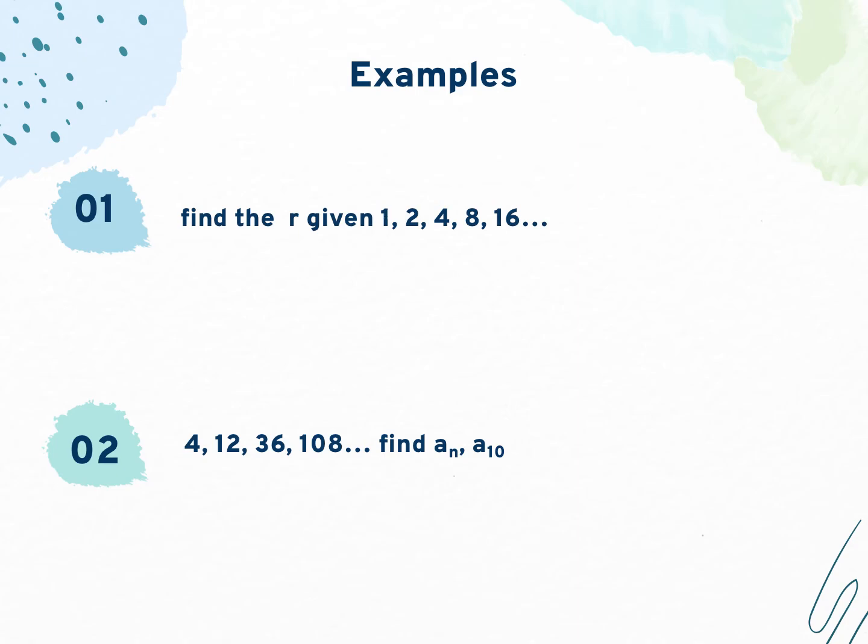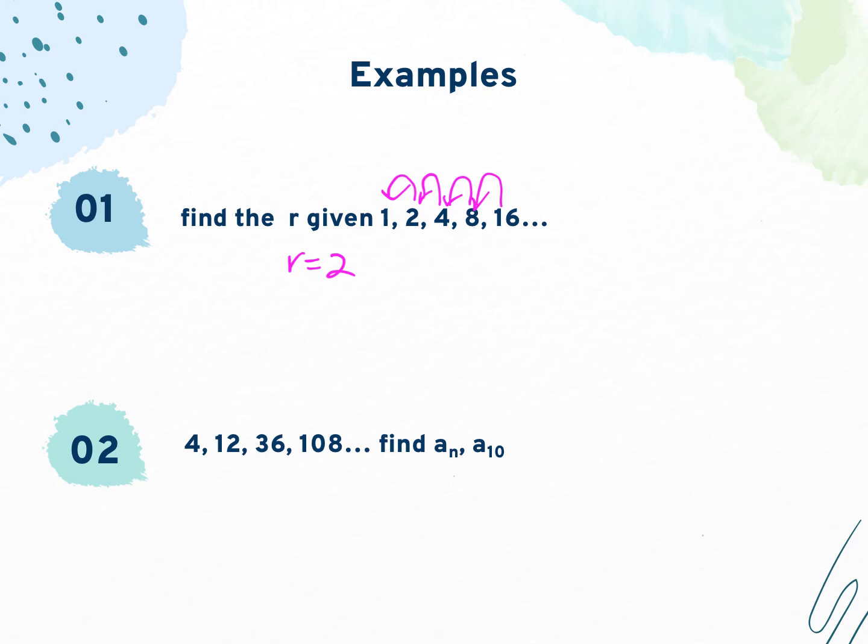All right, number 1 says find the r given the series is 1, 2, 4, 8, and 16. We're multiplying by 2 each time. 2 divided by 1, 4 divided by 2, 8 divided by 4, and 16 divided by 8 are all 2. So r is 2. Homework might say determine if it's geometric. If it is, give the r. That kind of thing.